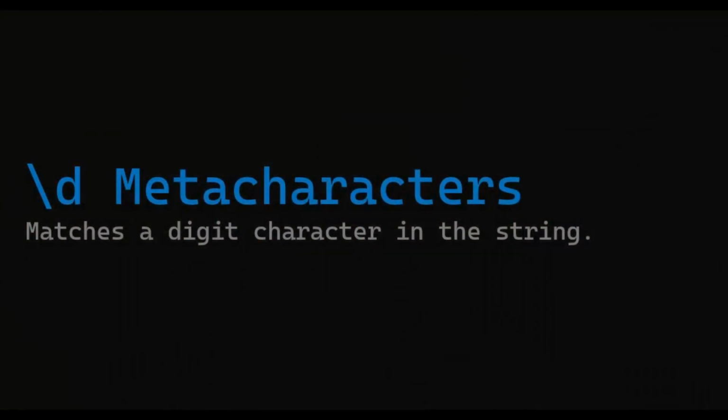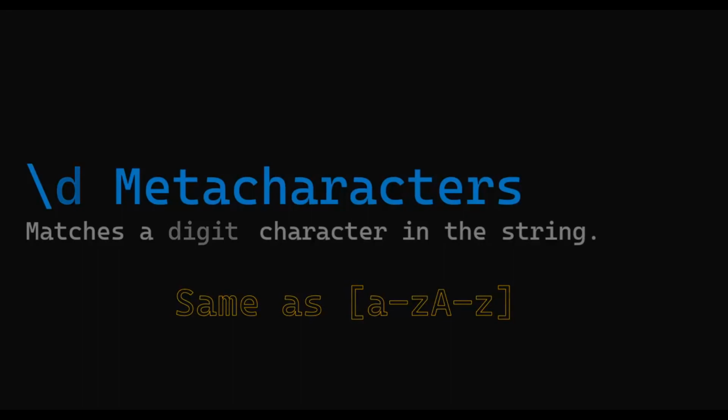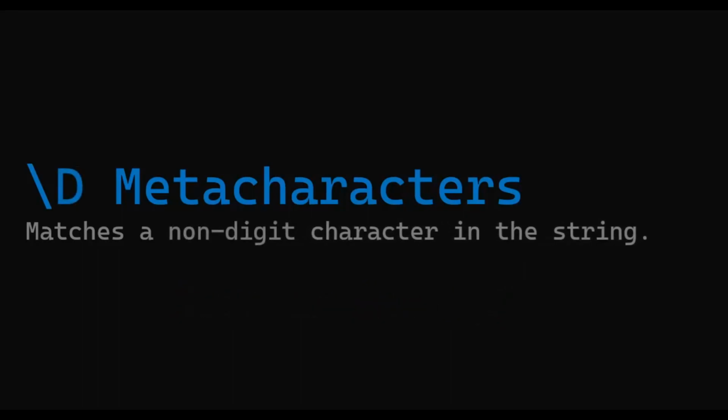The most used metacharacters are \d, \D, \n, and \w. \d matches a digit character in the string, which is equivalent to writing 0 to 9 as the regex pattern matcher. Capital \D matches non-digit characters in the string, which is equivalent to the negation of the small \d, or equivalent to writing the negation of 0 to 9.